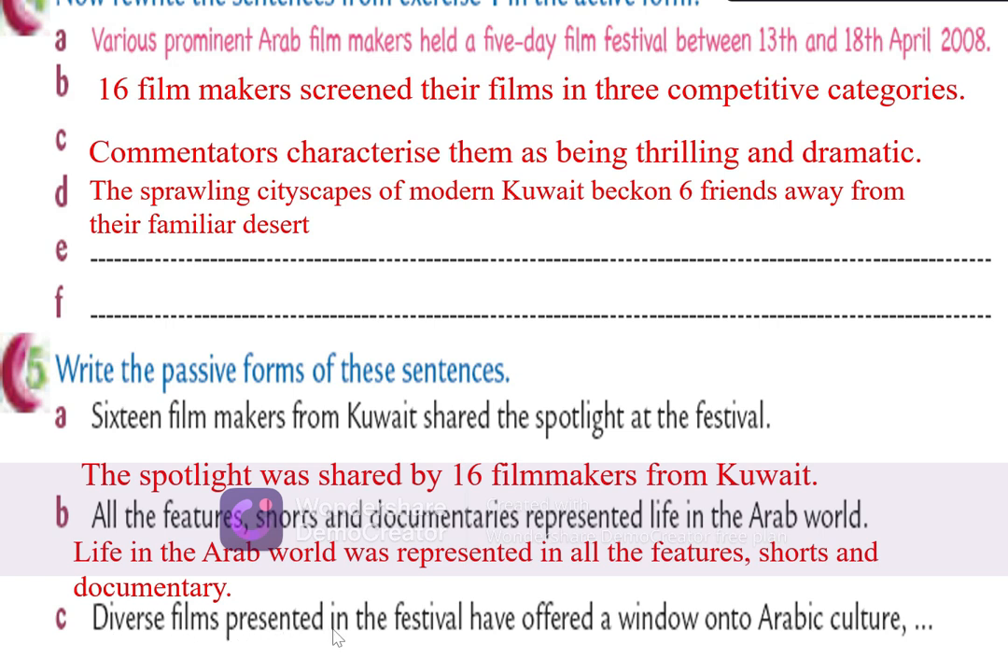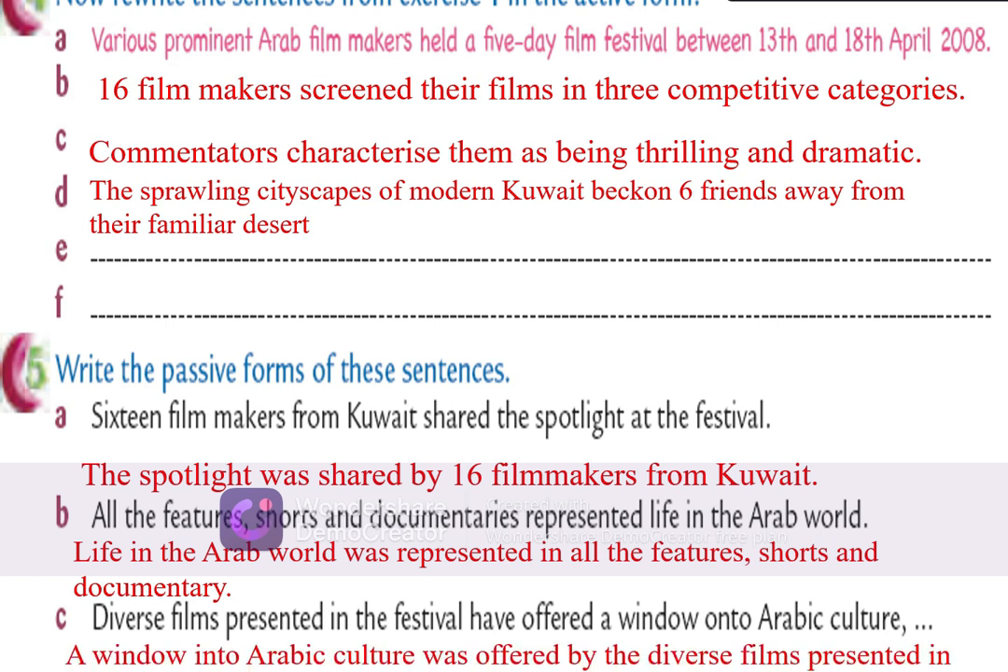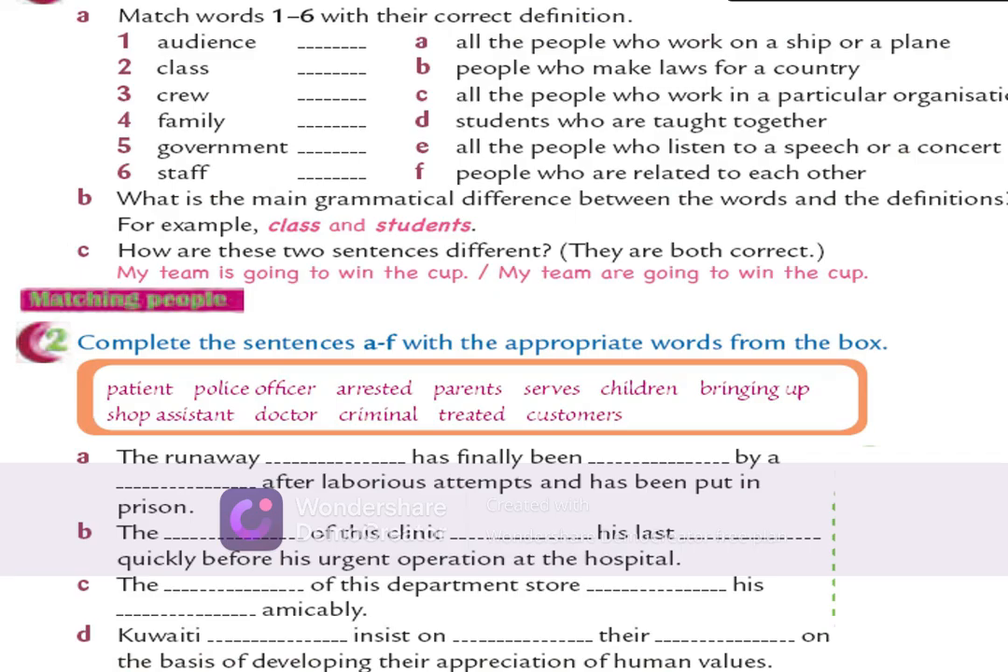Diverse films presented in the festival have offered a window onto Arabic culture. Where is the object here? The object is a window onto Arabic culture. The verb here, have offered, is present perfect. We should put the verb to be according to the tense. So it will become: a window into Arabic culture was offered by the diverse films presented in the festival.